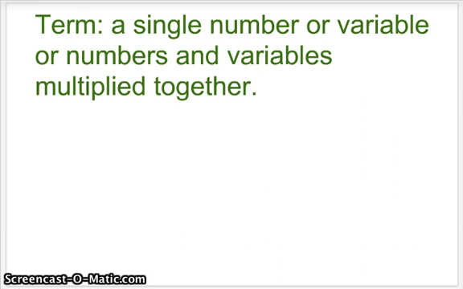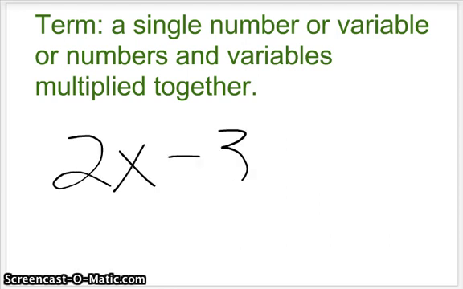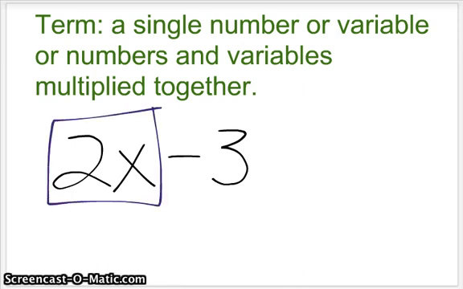Okay, so here's the first of your vocabulary words. Throughout this video and in class, you're going to hear me say the word term. Term is a single number or variable, or numbers and variables that are being multiplied together. So if we look at this expression, 2x minus 3, this expression has two different terms. 2x is a term. That would be numbers and variables being multiplied together. And then the number 3 is a term.